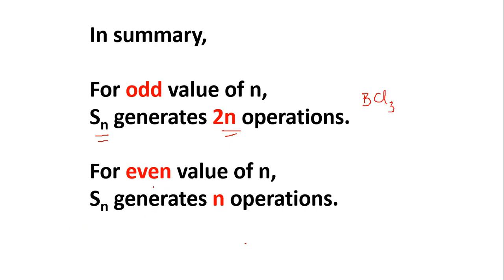For even values of n, Sn generates n operations. We saw with the example of XeF4. In the case of BCl3, S3 generated 2 into 3, which is 6 operations. In the case of XeF4, S4 generated 4 operations.